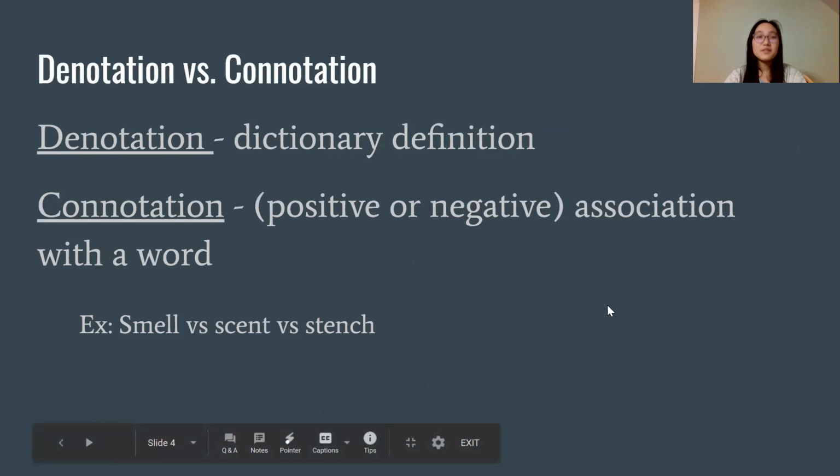And then next we have denotation versus connotation. Point blank, denotation just means the dictionary definition, the straightforward what is this defined as. Whereas connotation talks about a positive or negative association you have with a word. The example I've given is smell, scent, stench. They all have the denotation, or the dictionary definition, of smell. Like you can smell that.